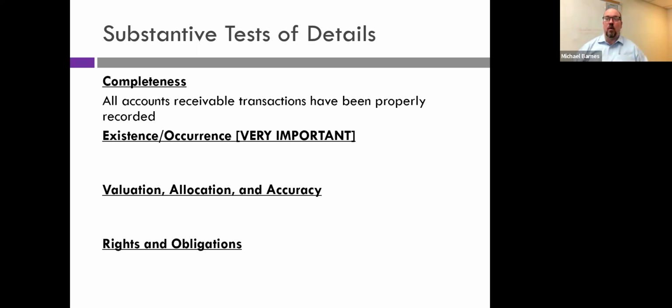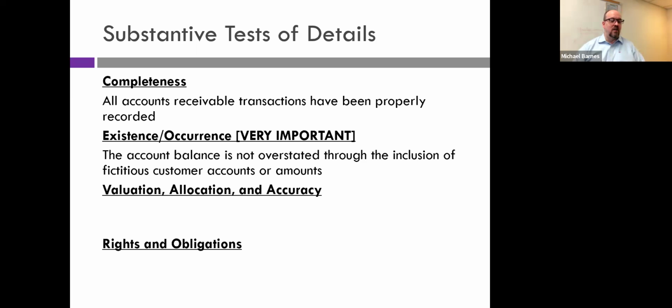Existence occurrence. This is very important. This is the most important assertion related to revenue transactions. What do we want to make sure when we talk about existence occurrence? We want to make sure the account balance is not overstated through the inclusion of fictitious customer accounts and amounts. This is usually where the most common manipulation of revenue takes place. People create fictitious accounts receivable, whether that be with existing customers or customers who do not exist. Whatever it is, the balances are actually recorded too high. Okay, so they inflate their revenues.